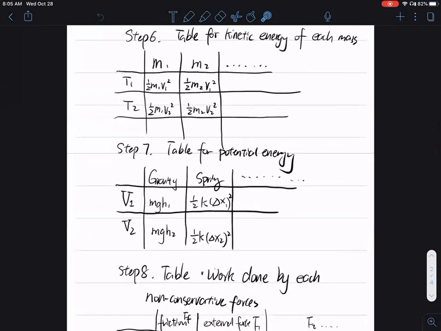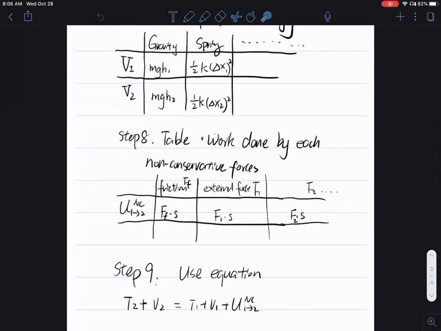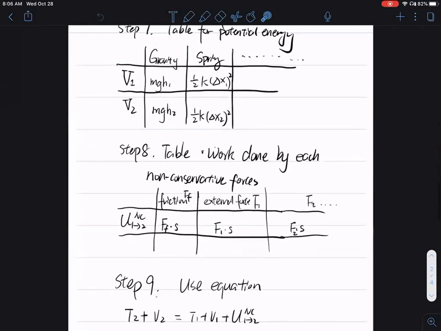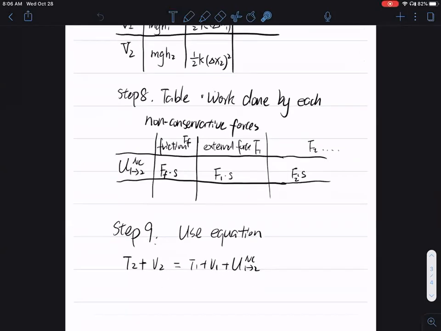It's building tables. Building tables for kinetic energy, building tables for potential energy, and the last table is the work done by each conservative force. Once you have the 3 tables, you can use them to assemble your work energy equation, to plug in everything for V2, T2, T1, V1, and work done. So that's what we learned last time. Any questions on those 9 steps?